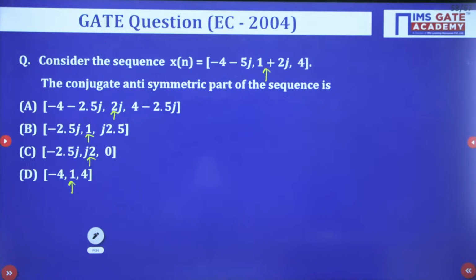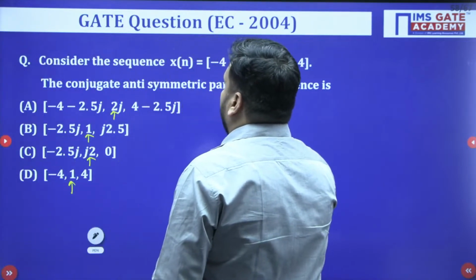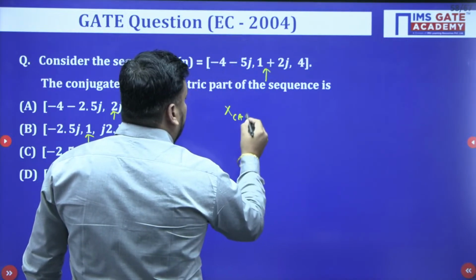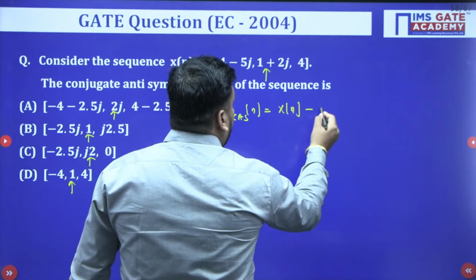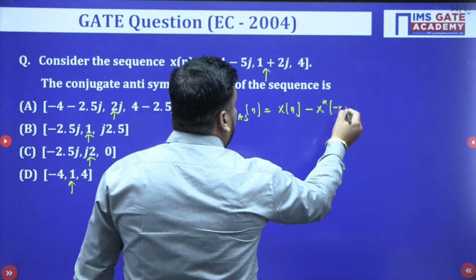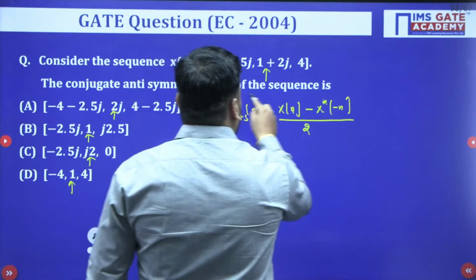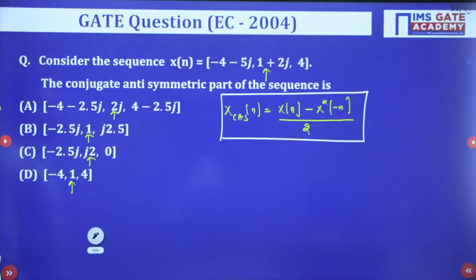Everyone, do reply fast. Shall we go for next? So now you should tell me what the formula of conjugate antisymmetric is. The conjugate antisymmetric part of x of n is nothing but x of n minus x conjugate of minus n, upon 2. So this is the conjugate antisymmetric formula.